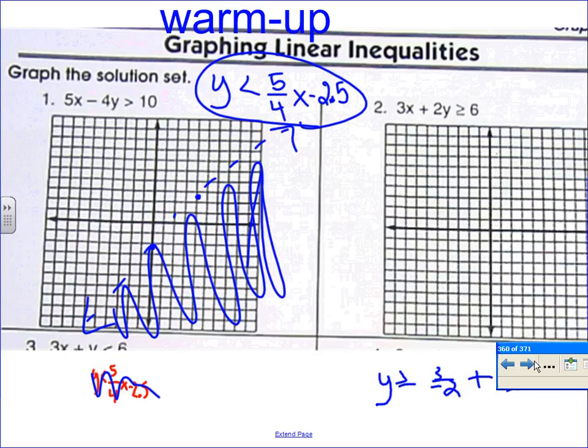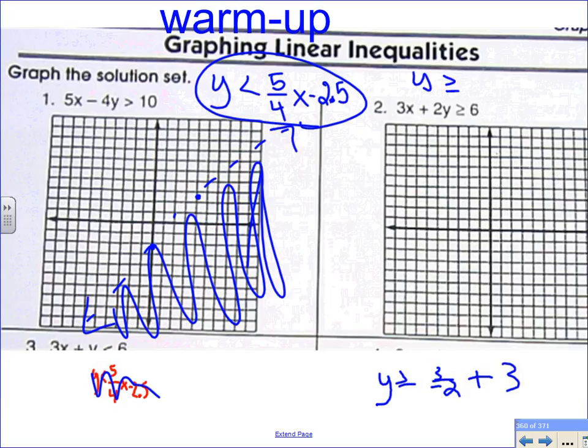Alyssa, can you tell us the y equals form? Doug. Good job. Okay, so Zach, when we graph this, where do we start? Good. Start at 3. Briar, then what? Down 3 over 2. Okay, it's greater than or equal to, so is it dashed or solid line? Good, solid line.